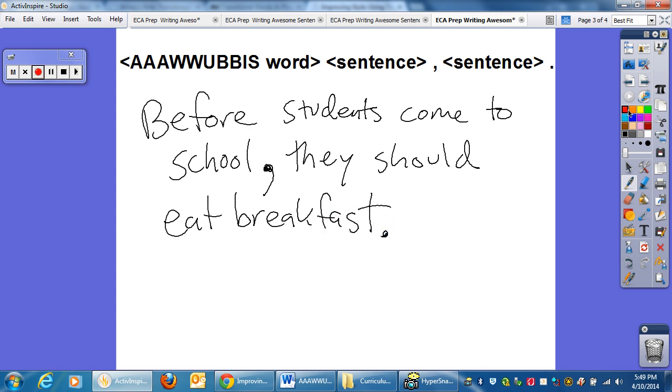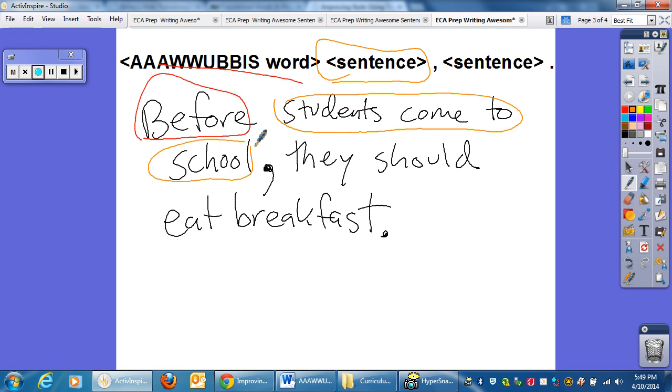Now we're following a formula here. We've got our AAAWWUBBIS word, and it's this one right here, before, and then we've got a complete sentence. So here, I'm highlighting in yellow, students come to school, and then I'm going to circle the next part with a different color. We've got the comma right there, and notice we have the interruption right there. Then we have another complete sentence right here, and here's our complete sentence at the end. So here we go, AAAWWUBBIS word, sentence, comma, sentence. That's the formula for writing a good sentence if you start the sentence with an AAAWWUBBIS word.